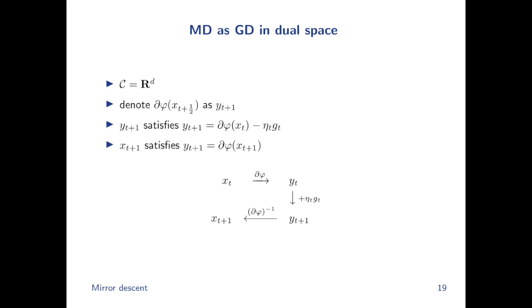So what I'm going to do is define a sequence of quantities in the dual space because, as you will see, they are in the image of the gradient map. In particular, I'm going to define the series of quantities, these y sub t's.